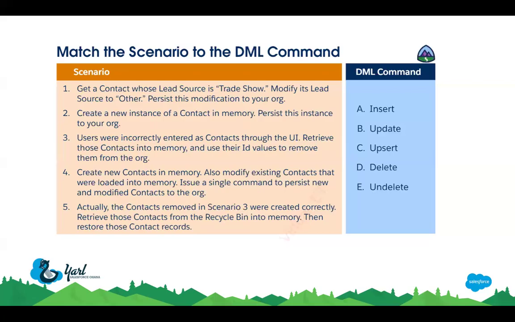Users were incorrectly entered as contacts through the UI. Retrieve those contacts into memory and use their ID values to remove them from the org. Delete, okay. Create new contacts in memory. Also modify existing contacts that were loaded into memory. Issue a single command to persist new and modified contacts to the org. Upsert. Actually, the contacts removed in scenario 3 were created correctly. Retrieve those contacts from the recycle bin into memory, then restore those contact records.